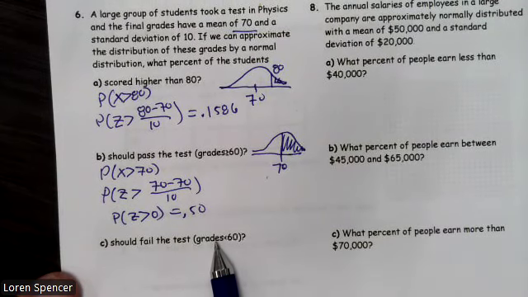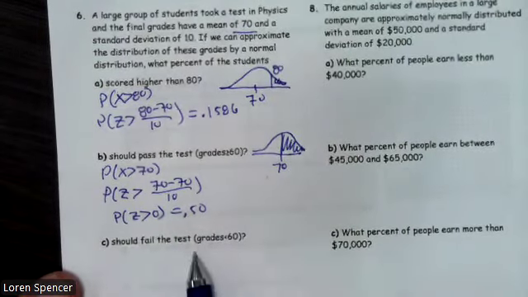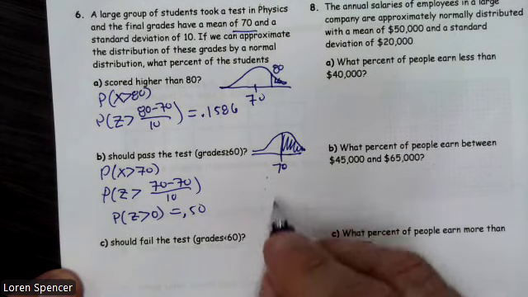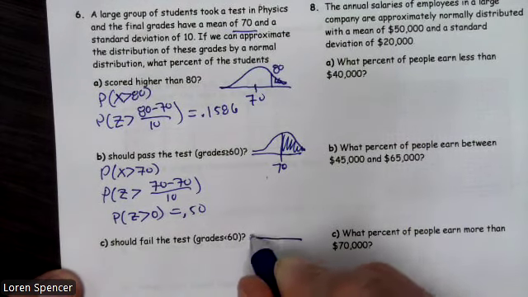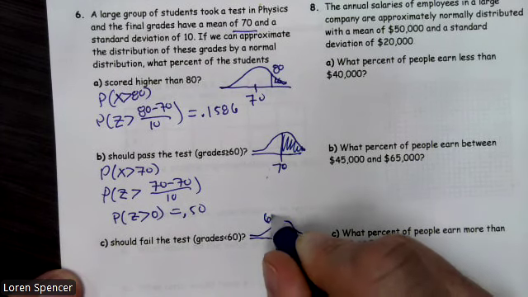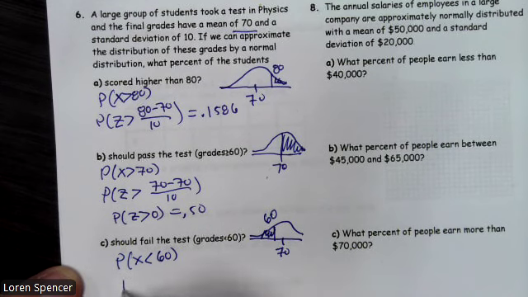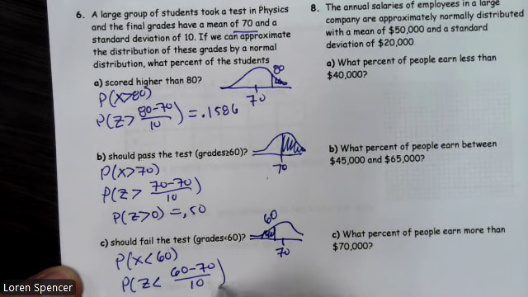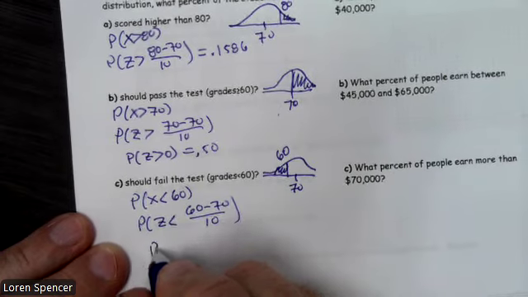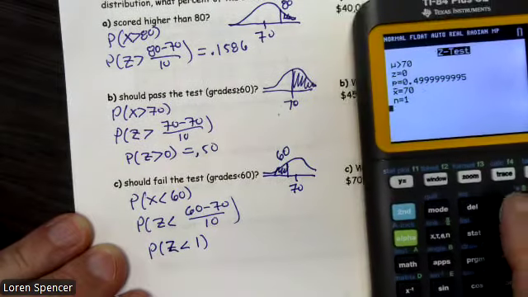All right. Probability should fail the test. And this is grades less than 60. Now, we didn't say that up here. So here we did it at 70. We're going to do grades less than 60. So I know they don't correspond, but that's what we're going to do. So grade less than 60 is the probability that X is less than 60. And we want the probability that Z is less than 60 minus 70 over standard deviation of 10. Well, that's going to be negative 1. That's going to give the probability that Z is less than negative 1. And I don't remember what that is.